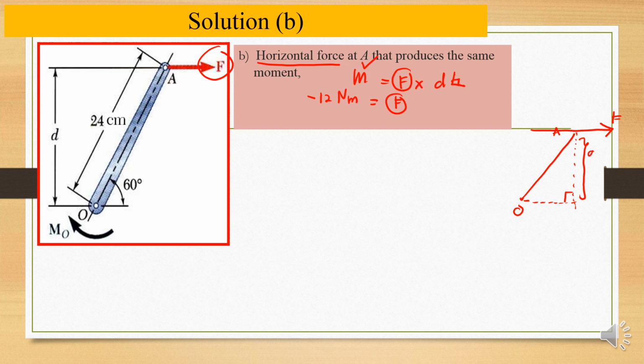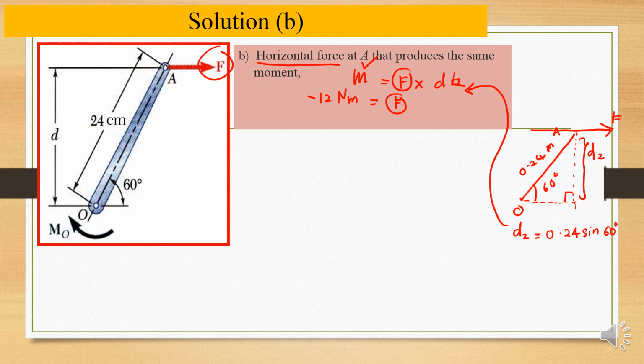Okay, D2. I label it as D2 because I don't want you to confuse it with the first one. So we know that this is 0.24 meter and we still have the same angle. So at this time, our D2 is actually 0.24 times sine 60. Okay, so you just substitute this value into this one, and you will get our F value.